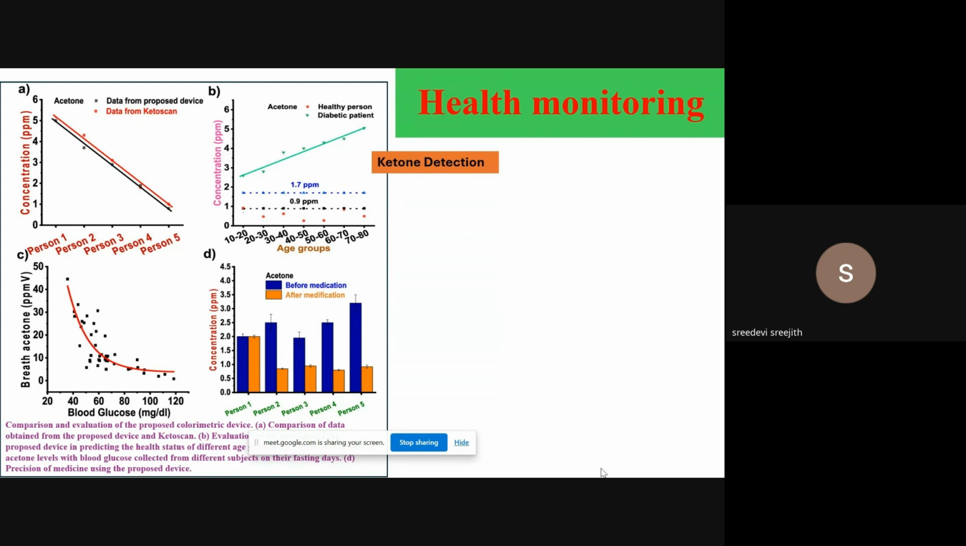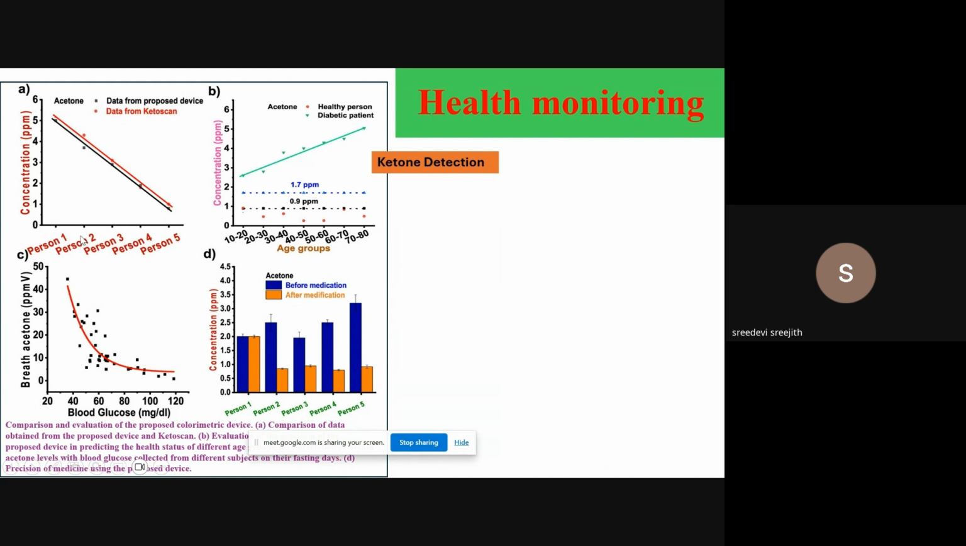In the second figure, B, we can see that we have detected acetone in a healthy patient and a diabetic patient. Usually for a diabetic patient, the ketone level will be 1.7 ppm and higher. So if our sensor is giving a value of 1.7 ppm or higher, we can say that the person has diabetes. By monitoring the ketone level using the sensor, we can say whether the person under analysis is diabetic or healthy.